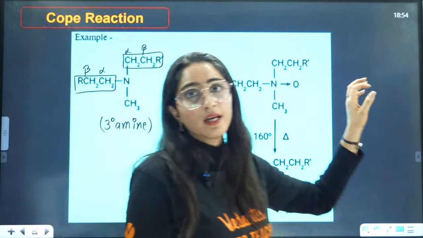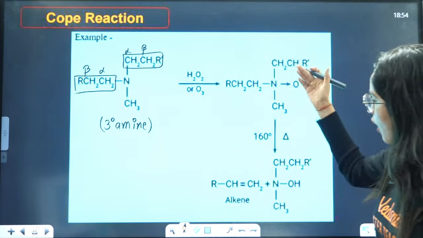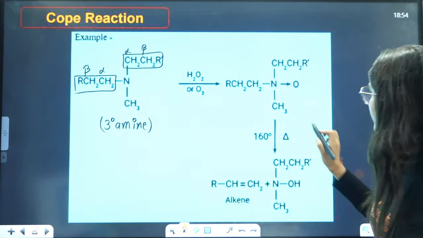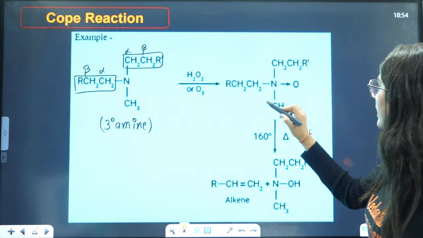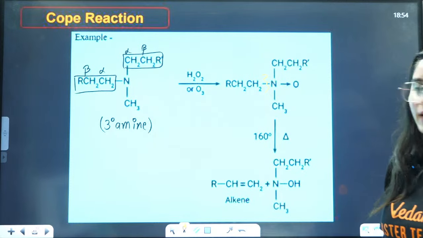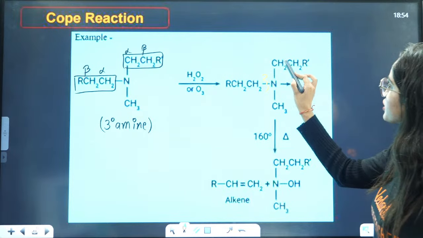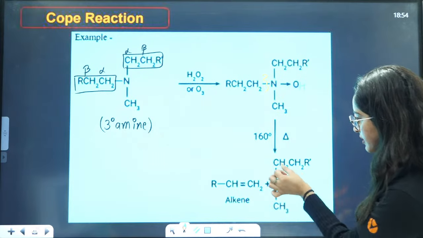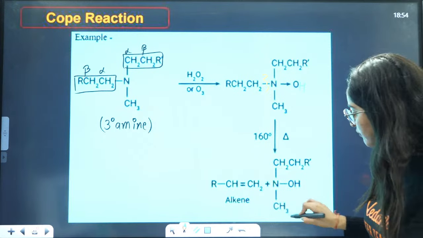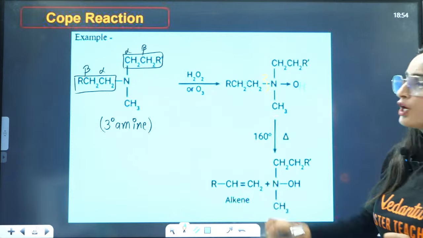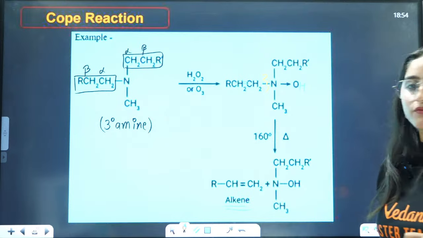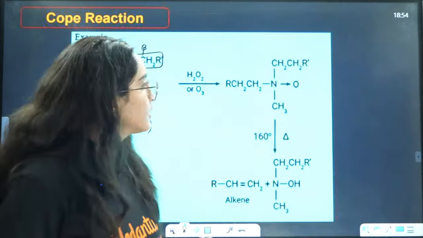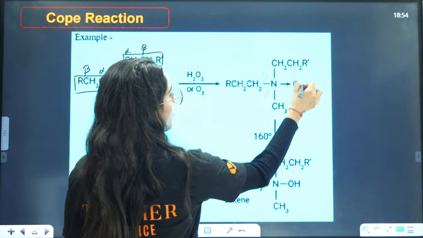Once you have the 3 degree amine oxide, on heating at a very high temperature, that is 160 degrees Celsius, what will happen? This bond will break. Any of the bonds you can break. This is your CH3, this is CH2R. Here you will have the attachment of hydrogen, and hence you will have nitrogen, CH3, CH2R', and this is OH, the formation of a hydroxylamine. To this position you will have the formation of a double bond, and hence the formation of alkene. This bond will break, the double bond will attach here, H will attach here.